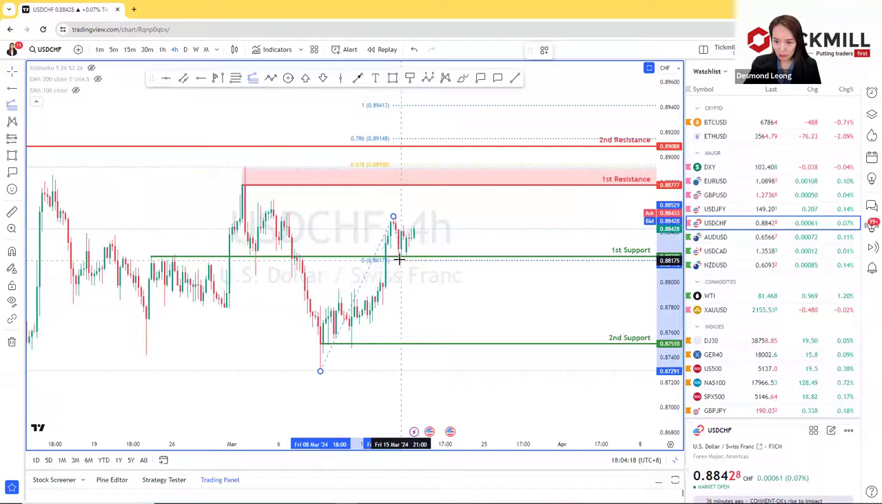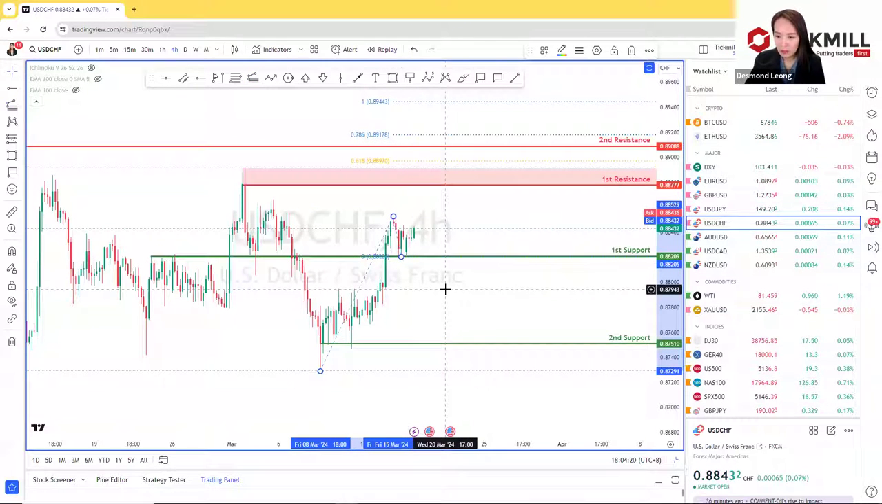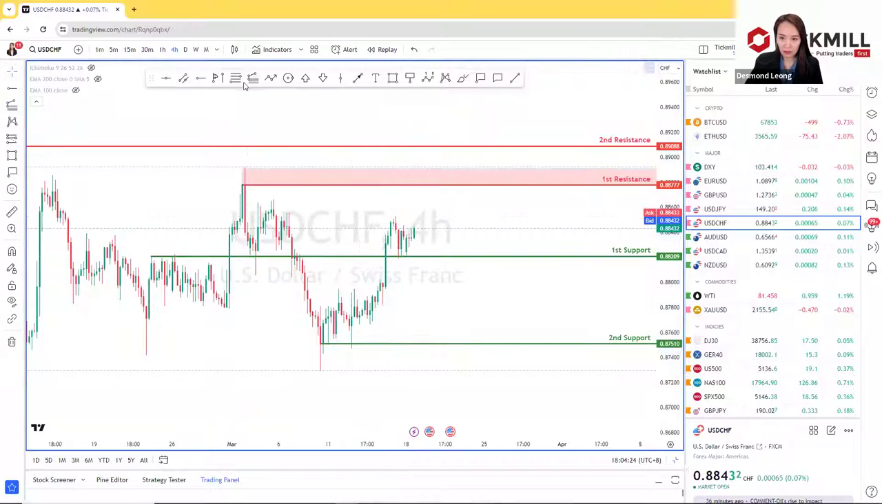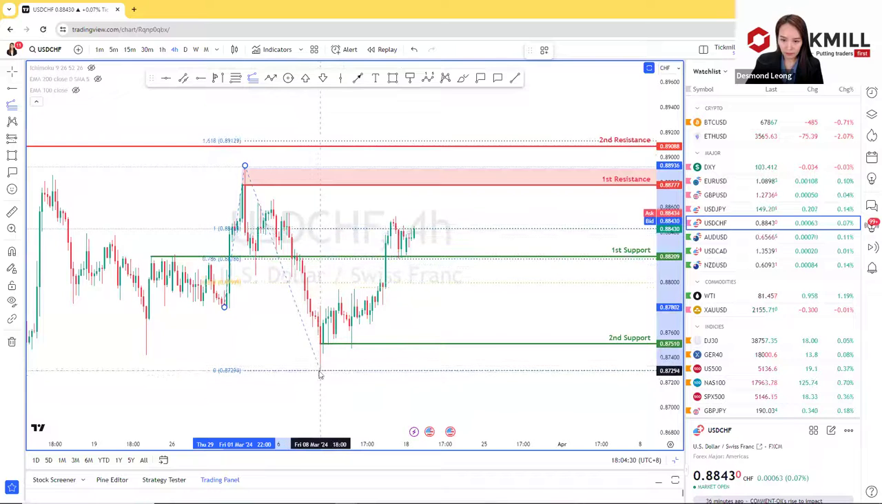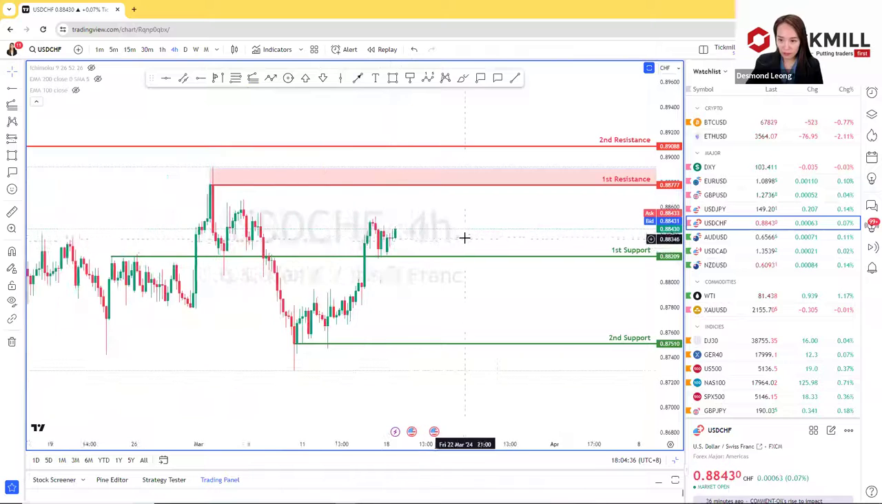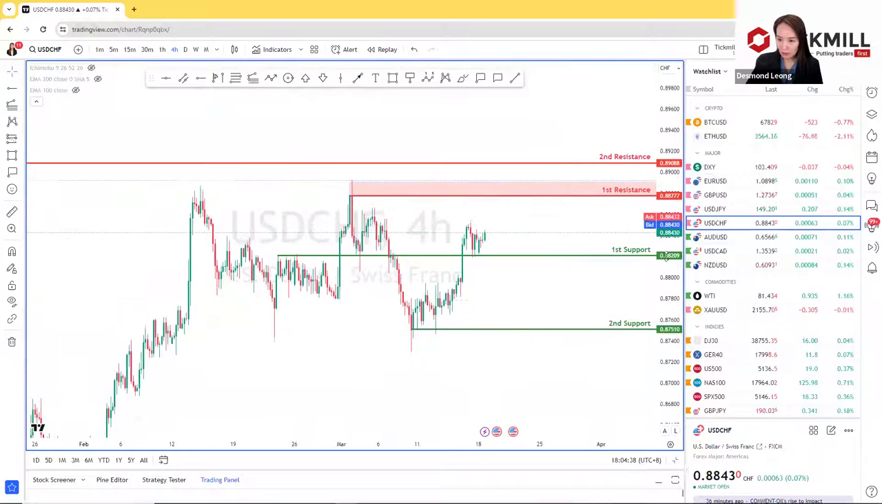I think this one you can use. Right here, use a projection. Or we can use projection. Almost back above 100% right here. This is the level.